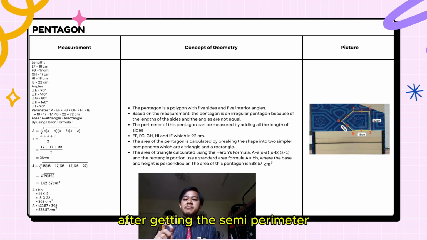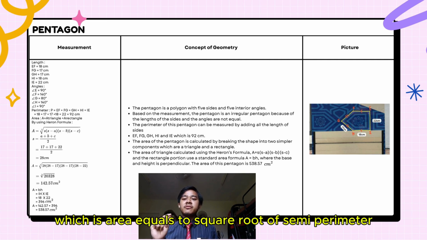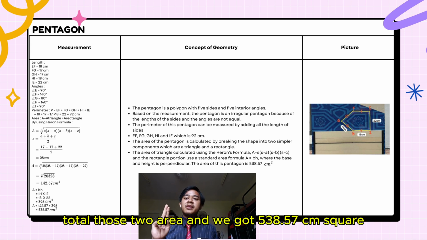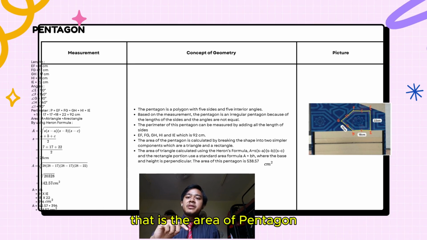After getting the semi-perimeter, now we can use Heron's formula, which is area equals the square root of s times (s minus A) times (s minus B) times (s minus C), where s is the semi-perimeter. The triangle area is 142.57 cm square. Then we calculate the area of the rectangle and we get 396 cm square. Total those two areas and we get 538.57 cm square. That is the area of the pentagon.